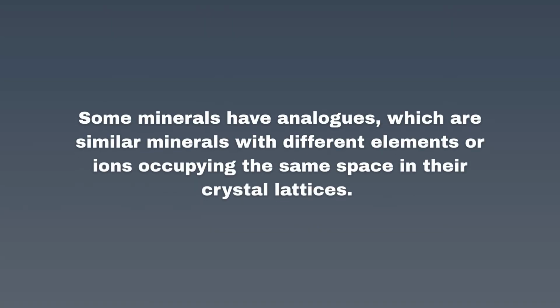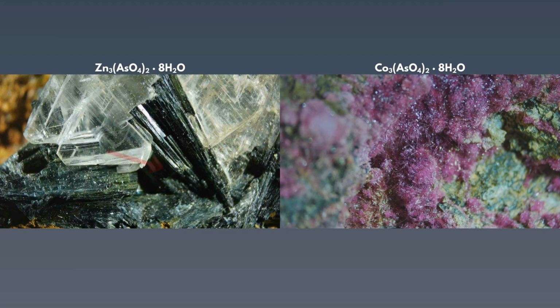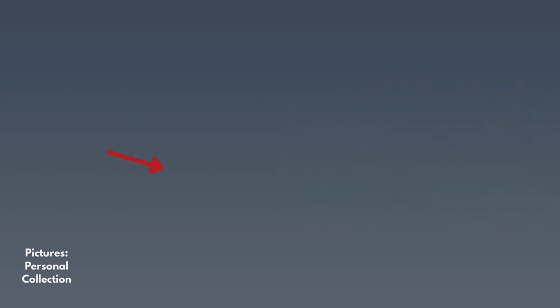Some minerals have analogues, which are similar minerals with different elements or ions occupying the same space in their crystal lattices. These are kottigite and erythrite. Kottigite is the zinc analog of erythrite, which has cobalt in the place that kottigite has zinc.